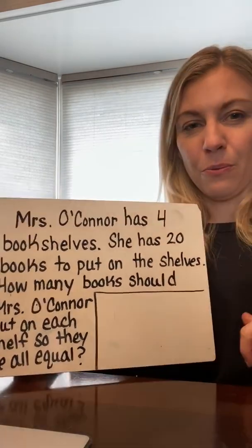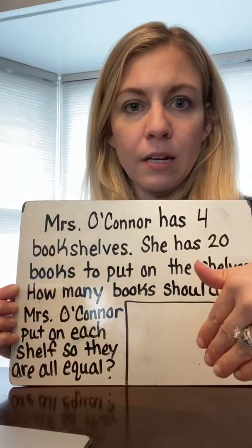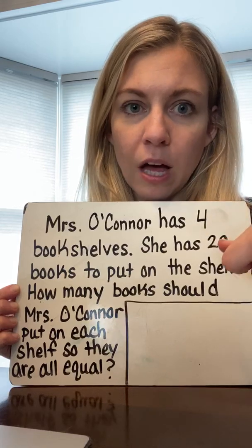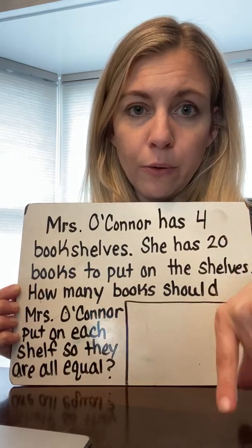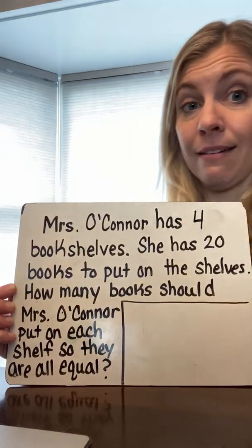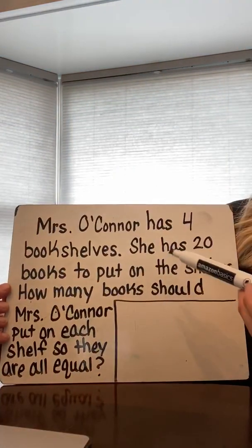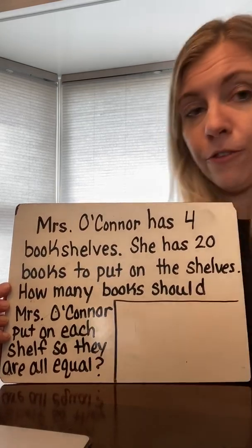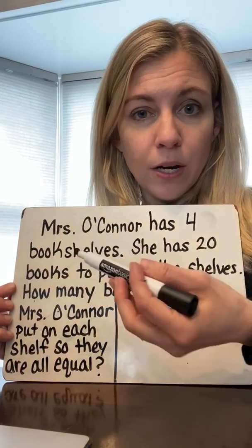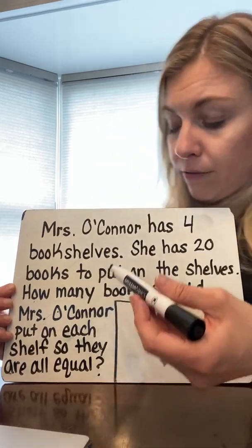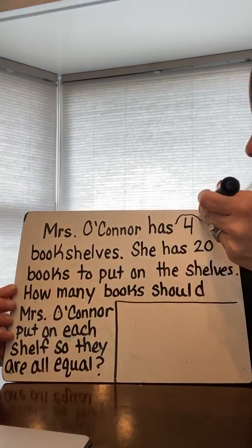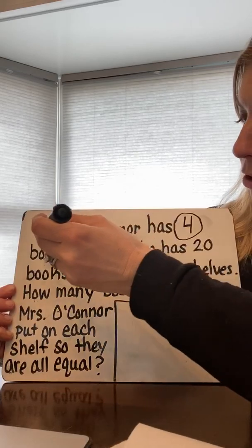Okay, so remember, first we read it, then we go back and we unlock the problem. That means we're going to circle the information we need and we're going to look at what the question's really asking. Okay, so I'm going to get my marker ready and I see some important information I need. You should see it too right away in the first line. Mrs. O'Connor has 4 bookshelves. The important information is there's 4 bookshelves.